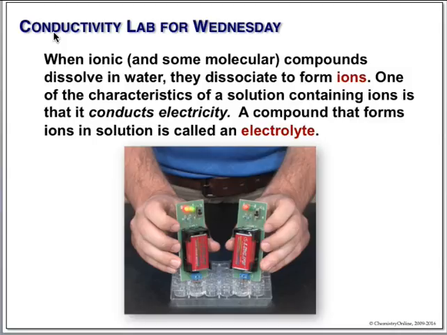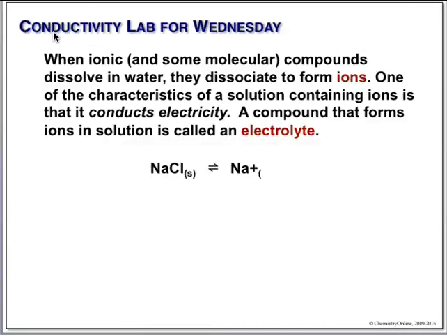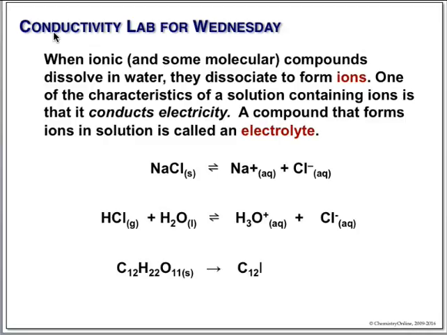This one, the red is barely glowing, the green isn't. This is a very weak electrolyte, so not many ions in solution at all. Kinds of things we're going to be looking at. Classic one, take an ionic solid like sodium chloride. Again, when it hits water, it separates into sodium and chloride ions.